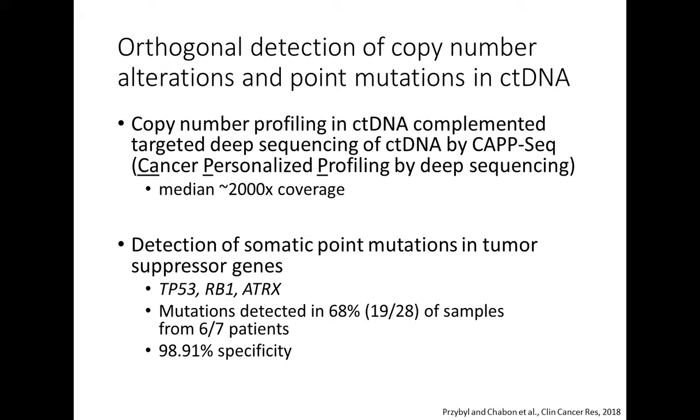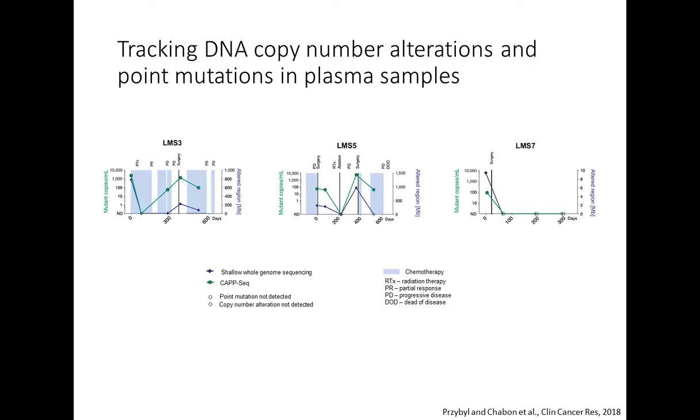Copy number profiling in circulating tumor DNA was complemented by targeted deep sequencing by CAPP-Seq, cancer personalized profiling by deep sequencing. Using this method, we are able to track somatic point mutations in tumor suppressor genes, such as P53, RB1, and ATRX. We detected mutations in these genes in 68% of the analyzed samples from 6 out of 7 patients included in this study.